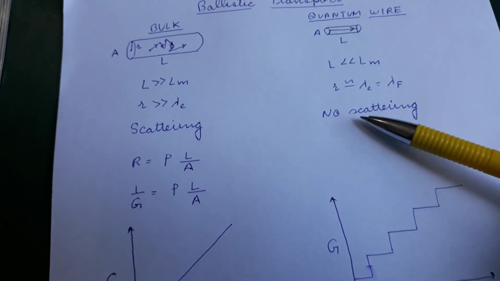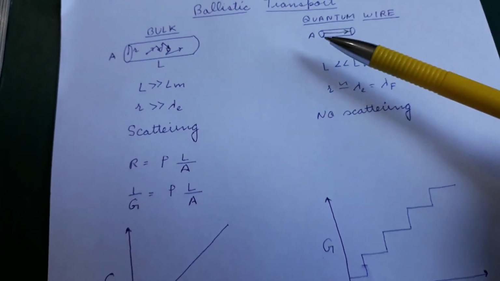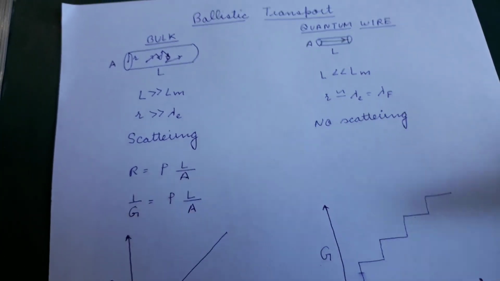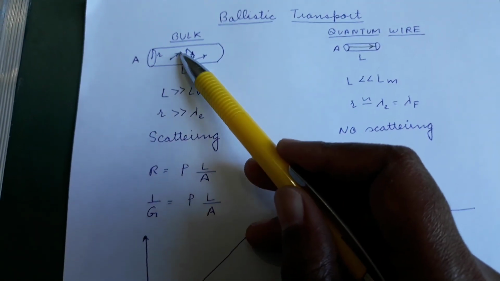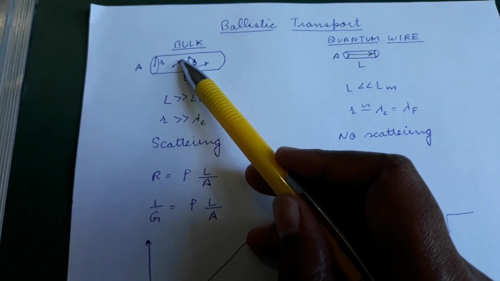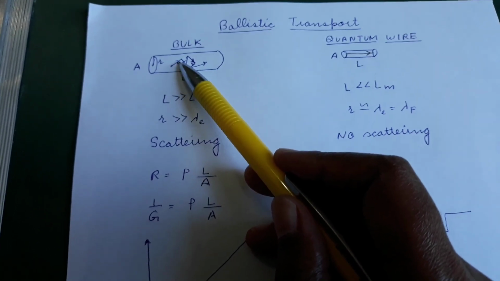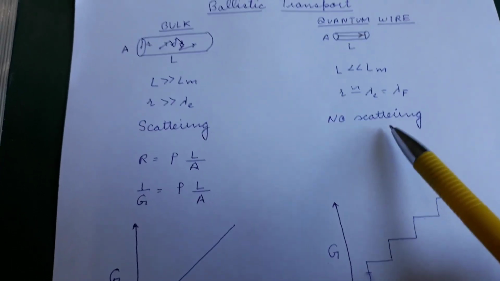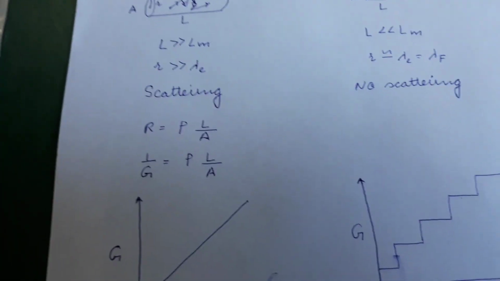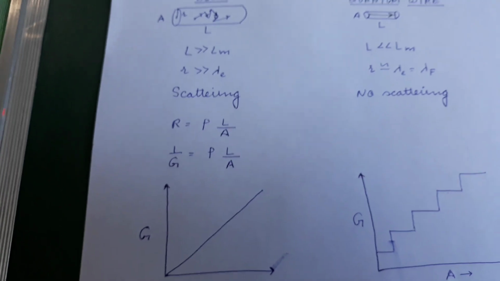While in a quantum wire, because the length is less than the mean free path, suppose the electron is traveling from here to here, the length is less than the mean free path, so it will not be able to collide with anything at all. That is why there will be no scattering at all. This is an ideal case. So this is another difference.